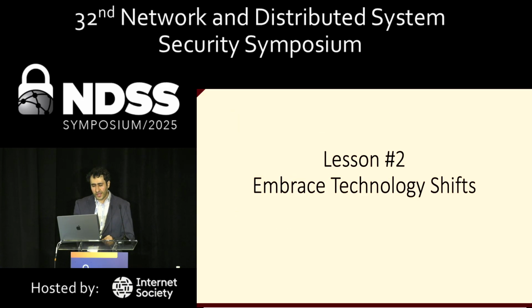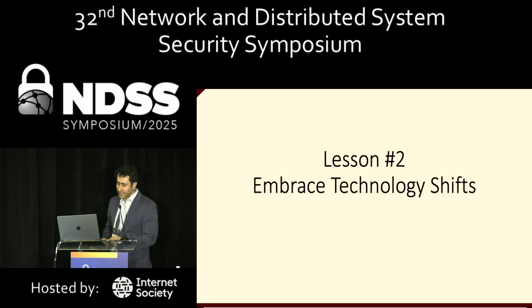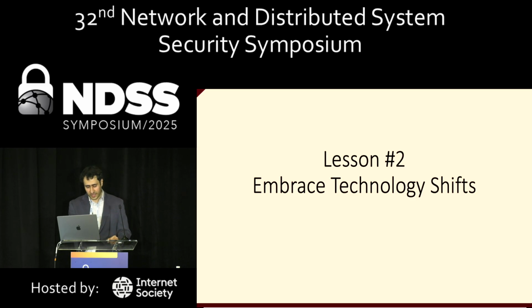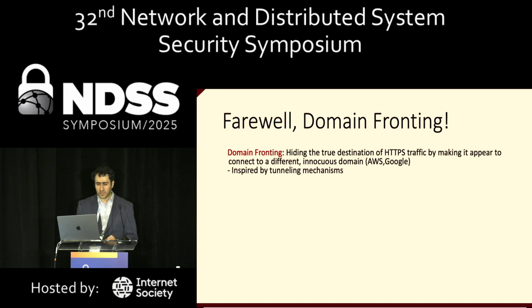So the second lesson I want to share with you is that we need to embrace technology shifts in how the internet works. I want to start by mentioning a success story example, domain fronting. Domain fronting is a capability in cloud servers that basically allows sharing an IP address between different cloud instances.